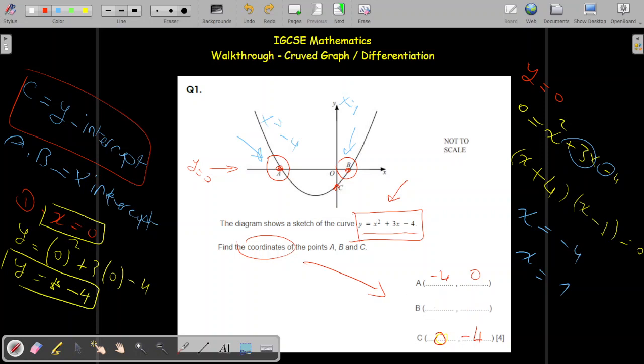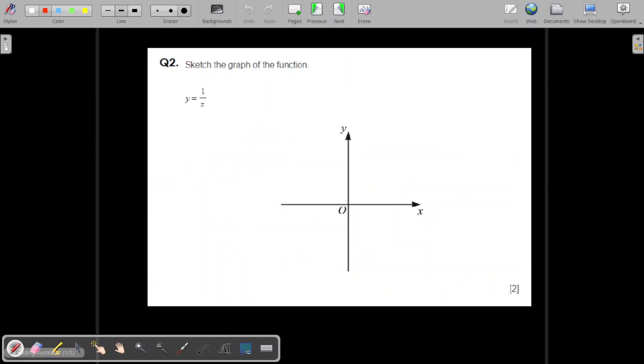Oh, sorry. This is going to be minus 4, 0, and this is going to be 1, 0. This is how you solve the first question, okay? That's all. For the second question, it is asking you to sketch the graph of this function.